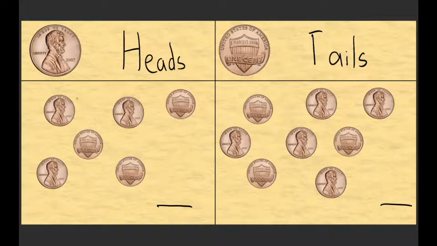Over on my left, I have different pennies that I'm going to be counting. Underneath them, I'm going to put the number that I'm counting them at. Let's get started. 1, 2, 3, 4, 5, 6. I have 6 pennies. That means that this is worth 6 cents.